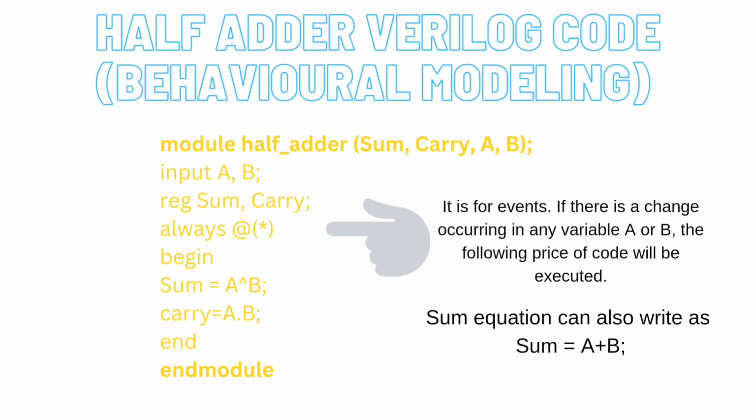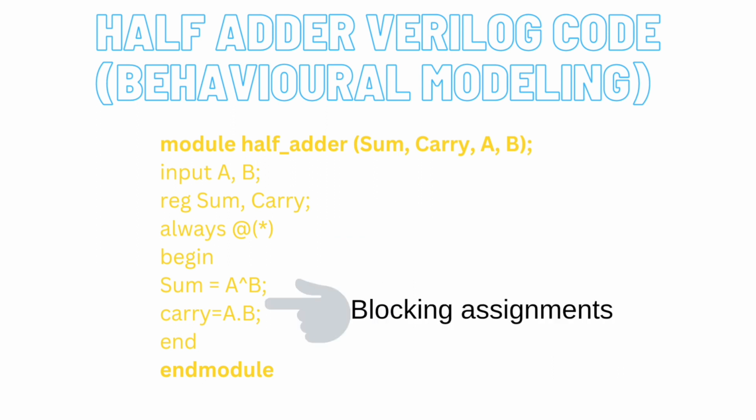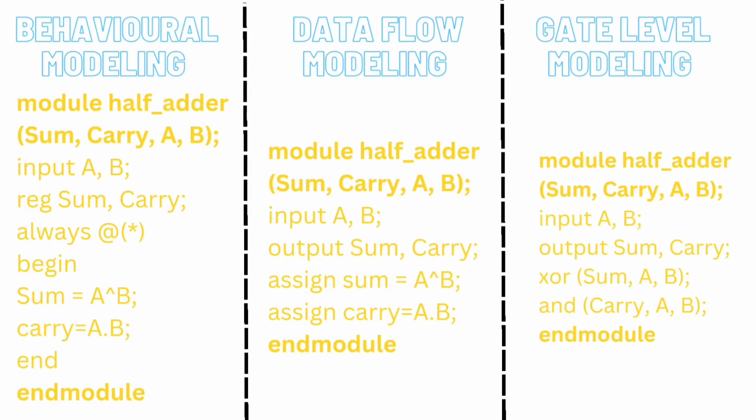This is the full code here. The module starts with module keyword and ends with module keyword. This is the blocking assignment, and it is enclosed in begin and end statements. Output is always declared as data type. This is the comparison of all three modeling styles.